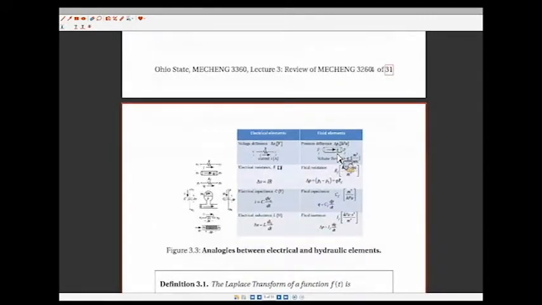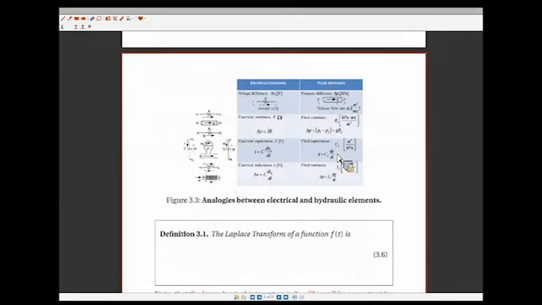The main thing I wanted to get to in today's lecture is the Laplace transform. Because I said that from pretty much week 6 through the end, every problem is going to involve the Laplace transform. So it's very important that you understand the Laplace transform.